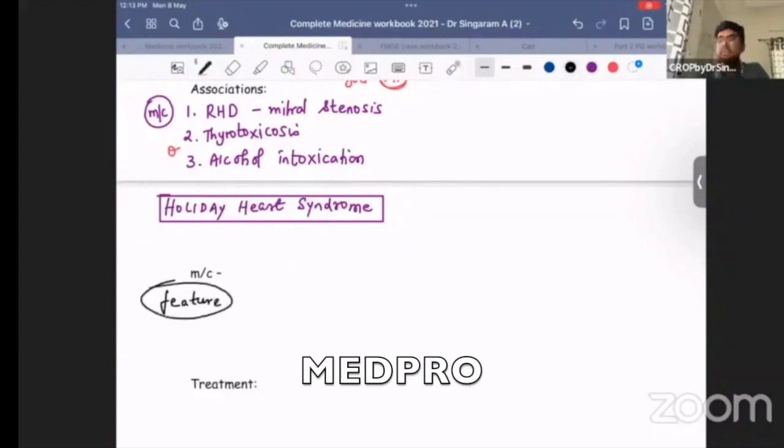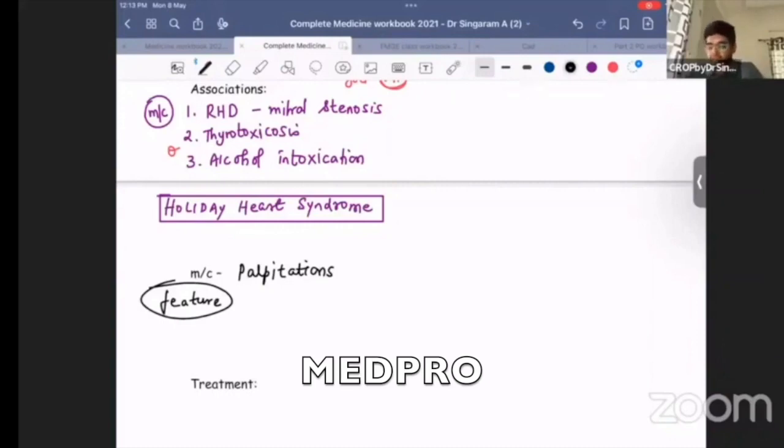What do you think would be the feature? The patient will complain of palpitation. Something like the patient is able to perceive or feel his own heartbeat. That is what we call palpitation. That is the most common feature of this particular condition. Able to follow? This is the most common feature of this particular condition, in the form of palpitations which are noted.